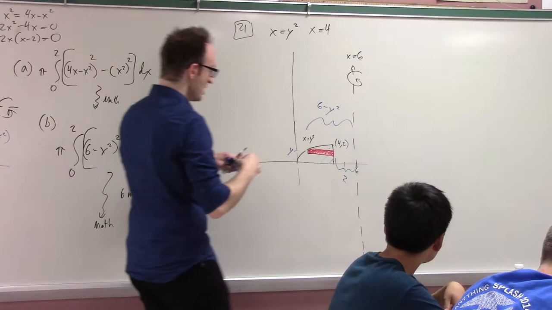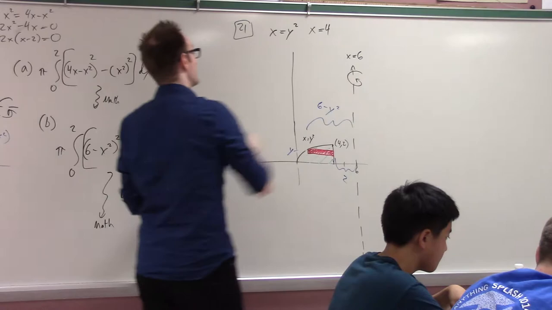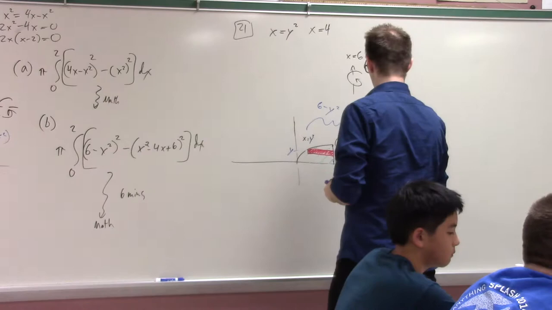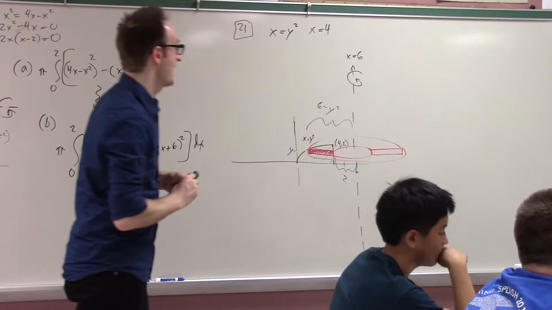Once you know the dimensions of the washer, maybe I should draw in the actual washer for visualization purposes. Then I just add up all these infinite number of infinitely small washers.